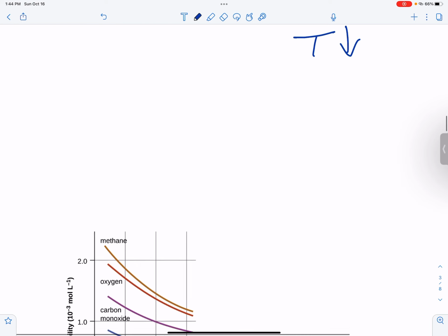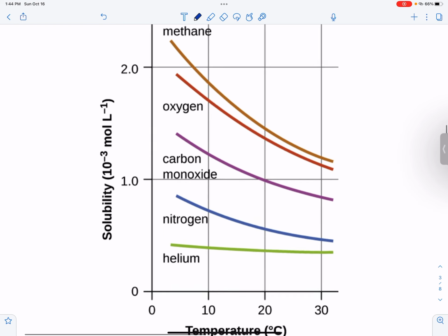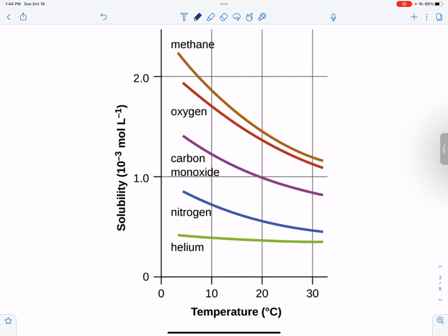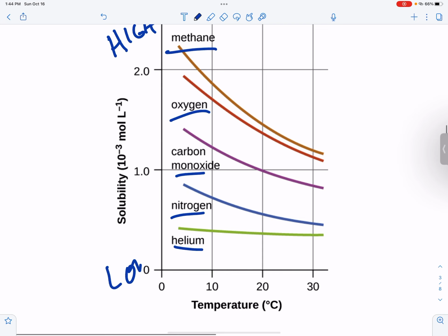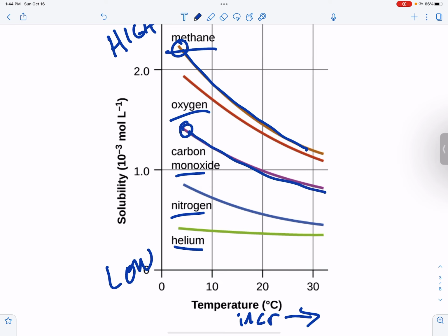I've got a chart for this one. Here are a few popular gases, with CO2 on it, but we've also got methane, oxygen, carbon monoxide, nitrogen, and helium. You can see, again, this is solubility. This is the high part of solubility, and this is the low part. Notice our temperature is increasing in this direction. So you can see our methane starts high and then it goes low. Oxygen starts high and it goes lower. So just be aware that gases are different from solids.